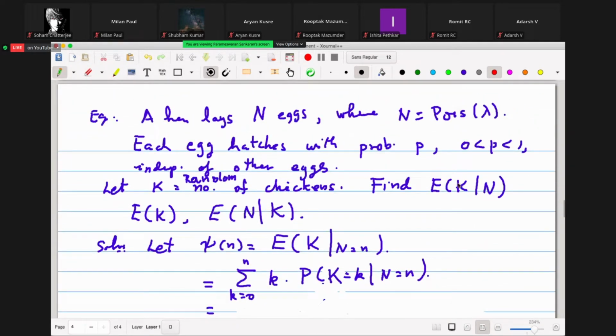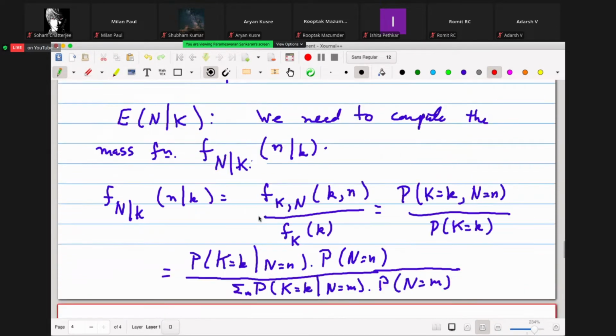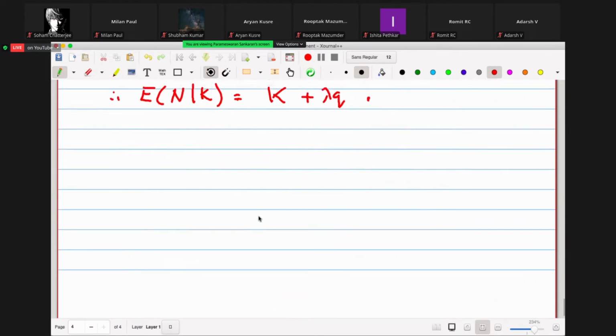Find E of K given n. This is the simplest one, and then this. So we did everything now. Okay. All right.